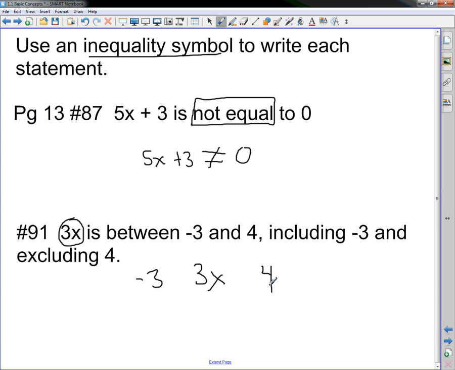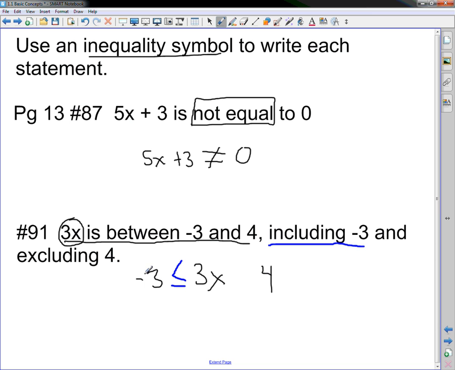So now we have the second part of it. So this is the part that we've identified so far. Let's use a different color. Now including -3. So including -3 means we want to be able to use -3 as a value. So what that's telling you is this is going to be one of the equal to signs. And we want it between, so we want -3 to be less than or equal to 3x. So we want 3x to be in the middle or between these two.